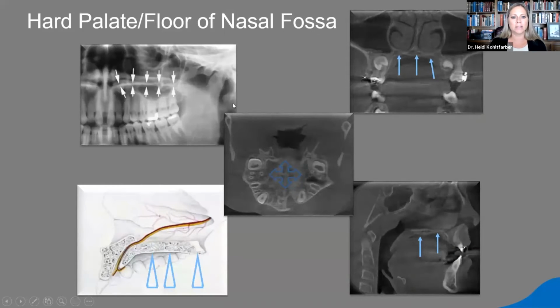Right, the hard palate and floor of the nasal fossa. So we can see this very nicely. What we want to appreciate is there's a lot of topography to our hard palate. You see that right there. Here as well. We want to make sure that we realize the hard palate's not straight across. There is going to be some topography to that.